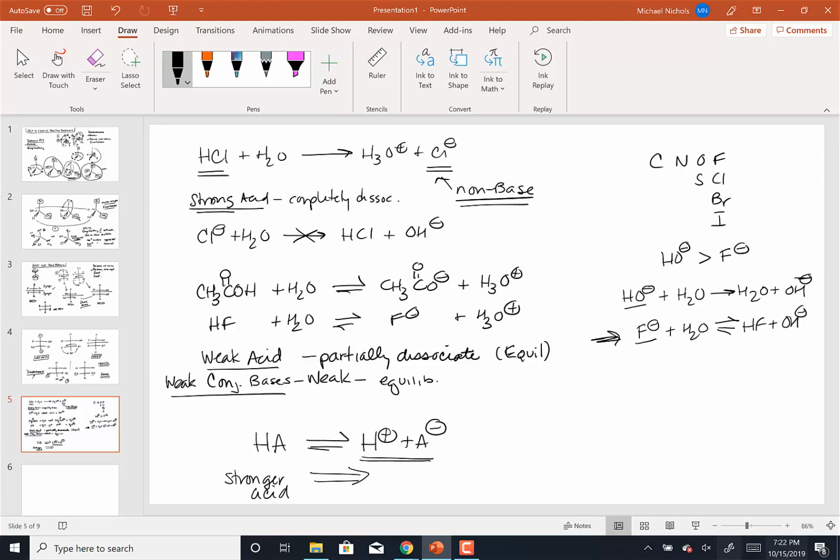Because if you increase the concentration of HA, yes, you'll make more A minus, but you'll also make more HA, and so you don't make a higher percentage of H plus. So you can't use Le Chatelier's principle to push the equilibrium. Now what we can do is make A minus more stable. And if we make A minus more stable, then the issue becomes, okay, how do you do that?